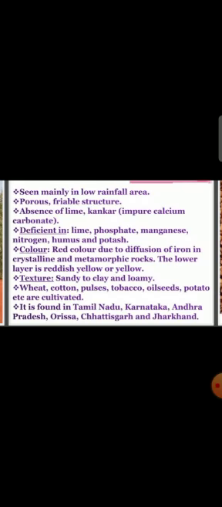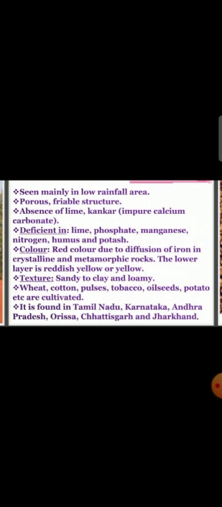Red soil. It is seen mainly in low rainfall areas, is porous, has a variable structure, and is deficient in lime, phosphate, manganese, nitrogen, humus, and potash. Its color is red due to diffusion of iron in the crystalline and metamorphic rocks. Texture is sandy to clay and loamy.